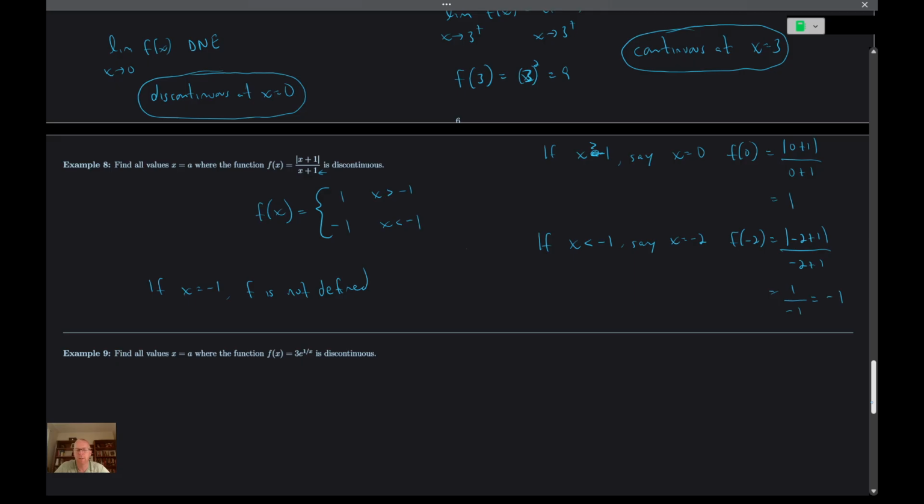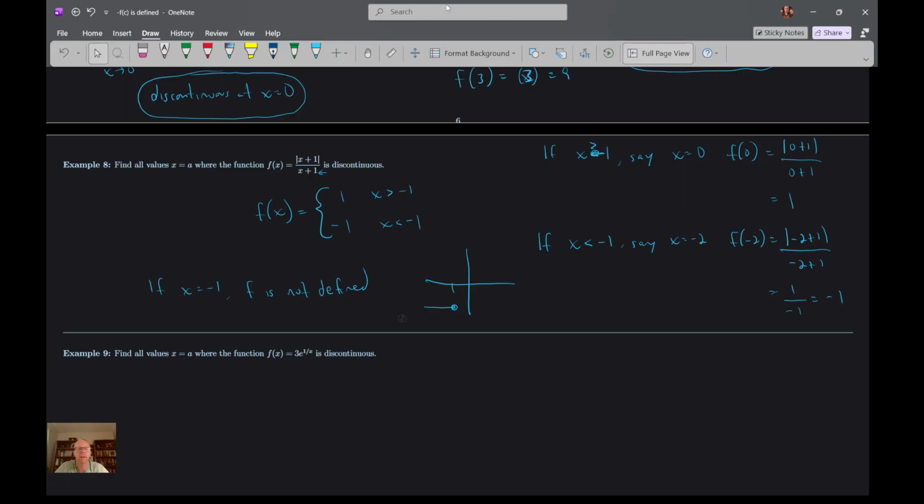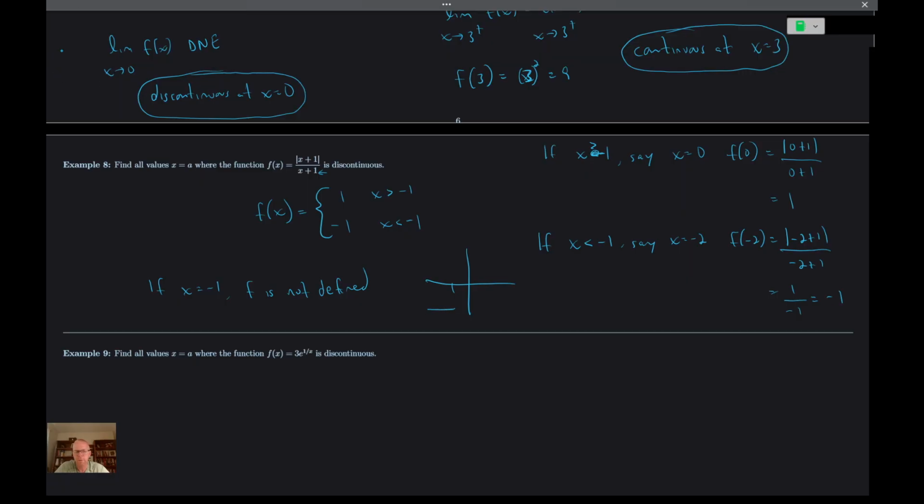So what does this graph look like? So -1 when we're less than -1. So it's going to come like this. Let me erase that. So we have a hole there. So less than -1 and then greater than -1. So there's our 1, there's our -1. So linear function, and we have a jump and it comes up. So at x equals -1, we are not defined.